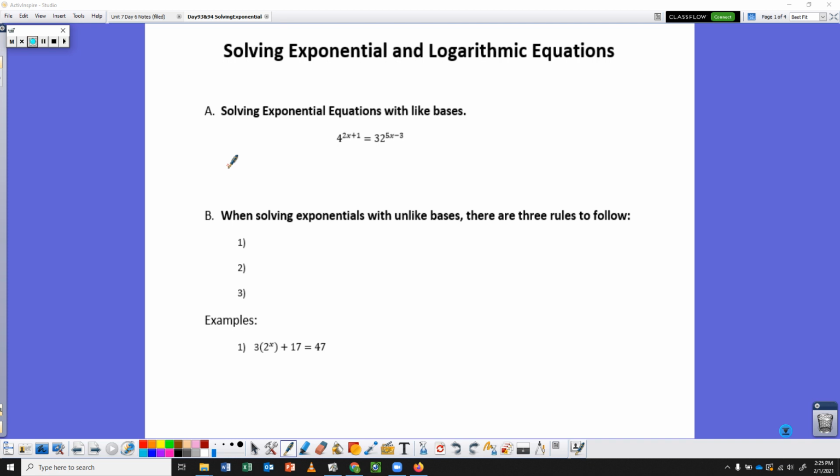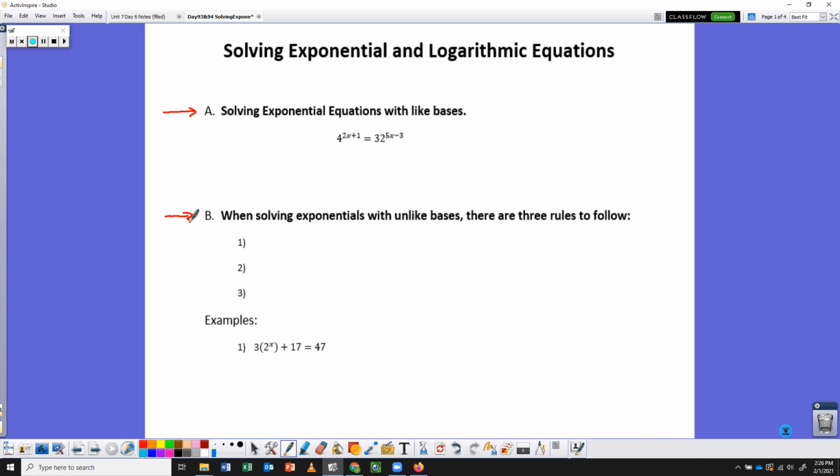So when solving exponential equations, there's really one question that you want to ask yourself at the very beginning before you get started. And that question is, can the values on both sides of the equation be made from using powers of the same base? If the answer is yes, you are solving what's called an exponential equation with like bases. If the answer is no, then you're solving exponential equations with unlike bases. And there are different rules to follow for that.